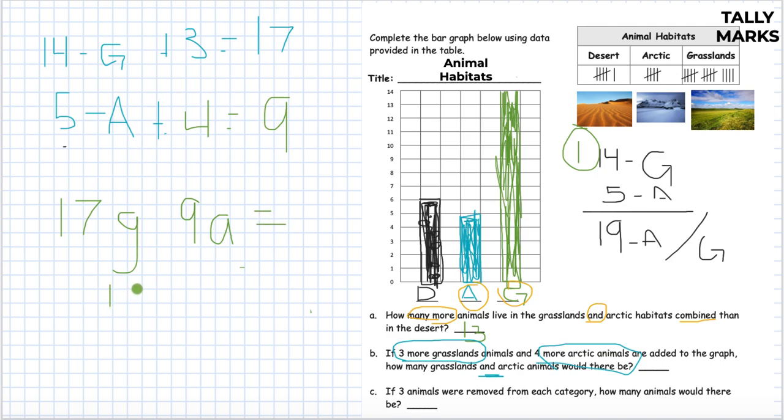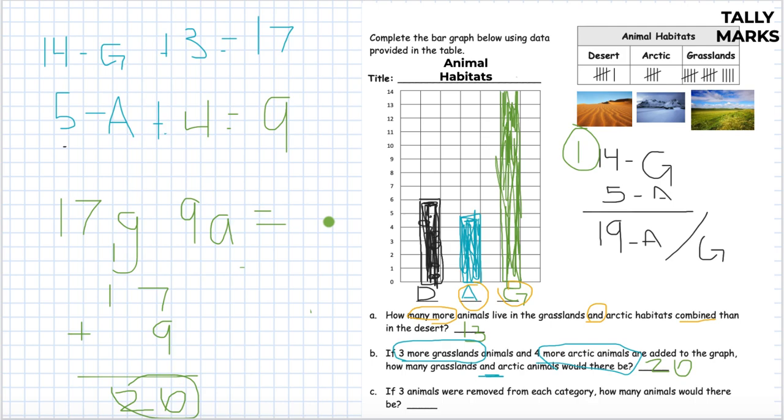So 17 plus 9 is going to give us what? Well, I know that 9 and 7 is 16. So 16 has 6 ones, and then I move my 10 into the tens place, and that gives me 26. So there's a total of 26 grasslands and Arctic animals if we add 3 and 4 to each. So I'm going to go ahead and write 26.